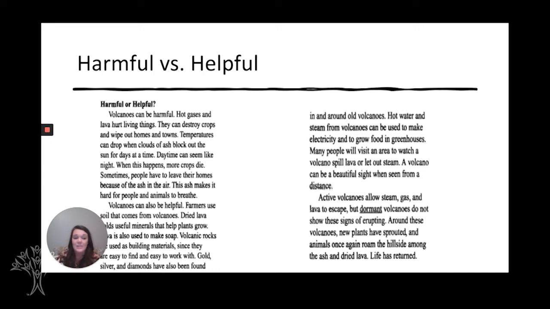Active volcanoes allow steam, gas, and lava to escape, but dormant volcanoes do not show these signs of erupting. Around these volcanoes, new plants have sprouted, and animals once again roam the hillside among the ash and dried lava. Life has returned.